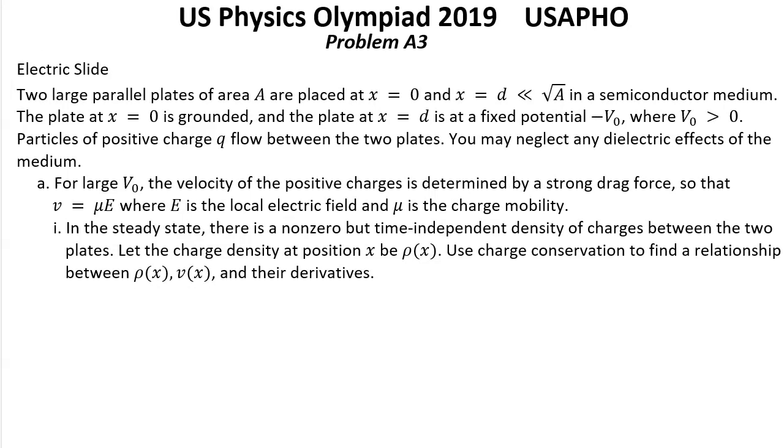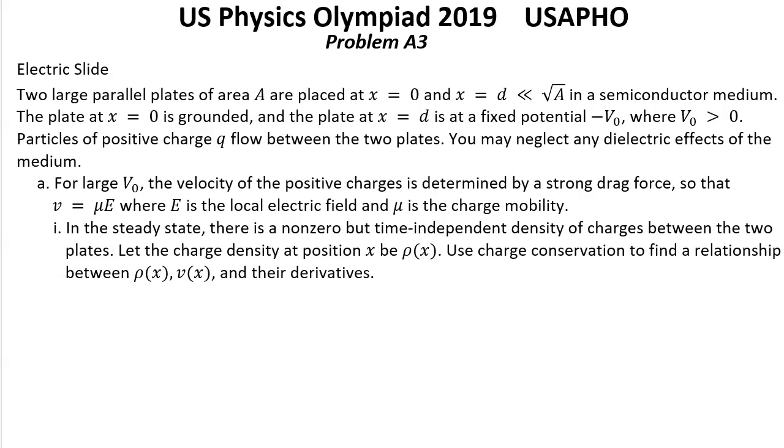Solution for problem A3, Part A. Question 1. In the steady state, there is a non-zero but time-independent density of charges between the two plates. Let the charge density at position x be rho. Use charge conservation to find the relationship between rho, v and their derivatives. Solution for question 1.